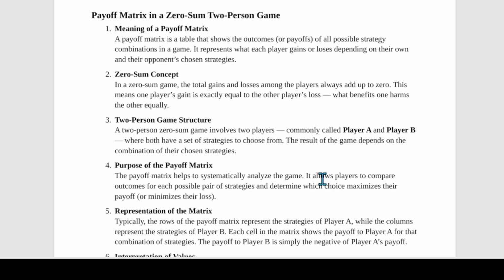Always zero. So player A, let's say he wins 5 points, and player B will lose five, right? So when you add both of these, plus five plus minus five, then you get zero.